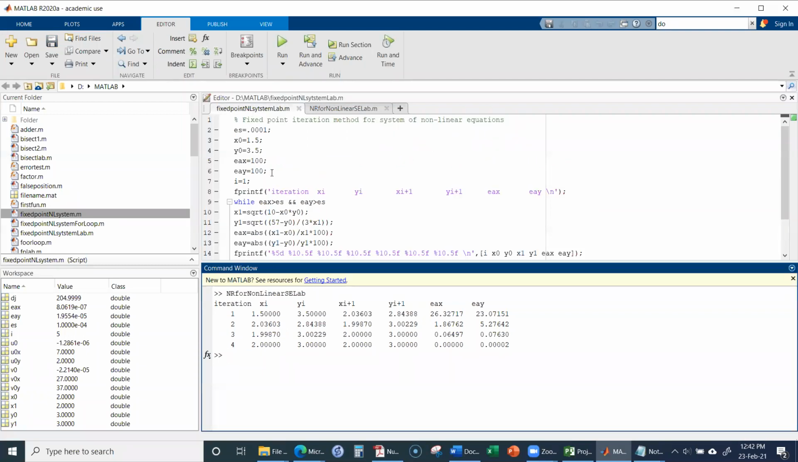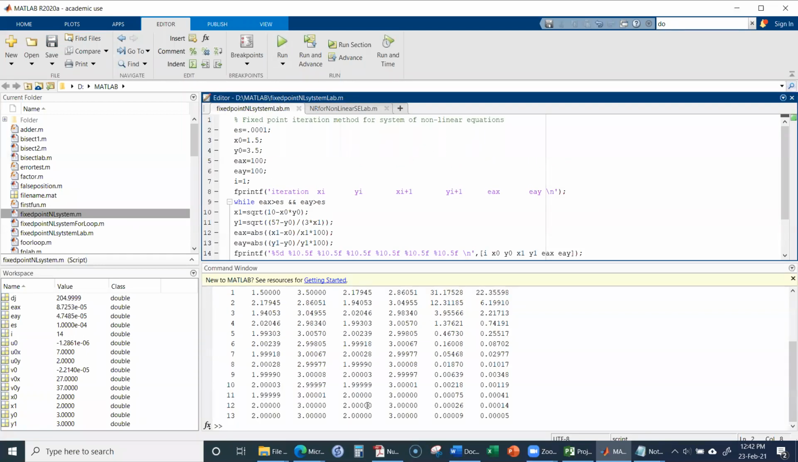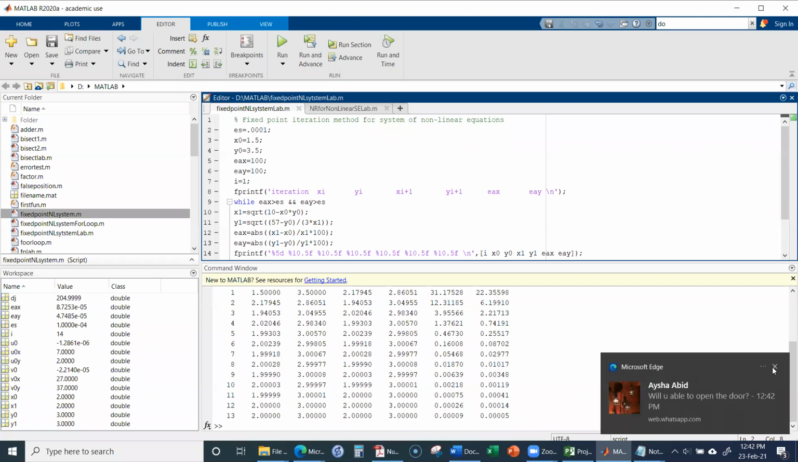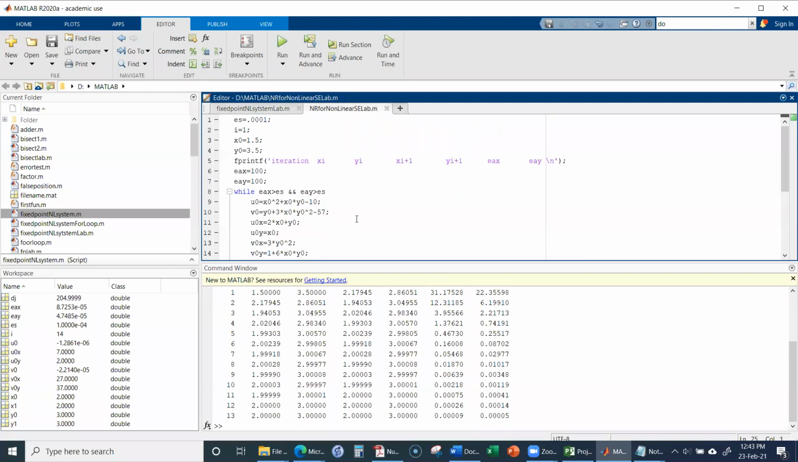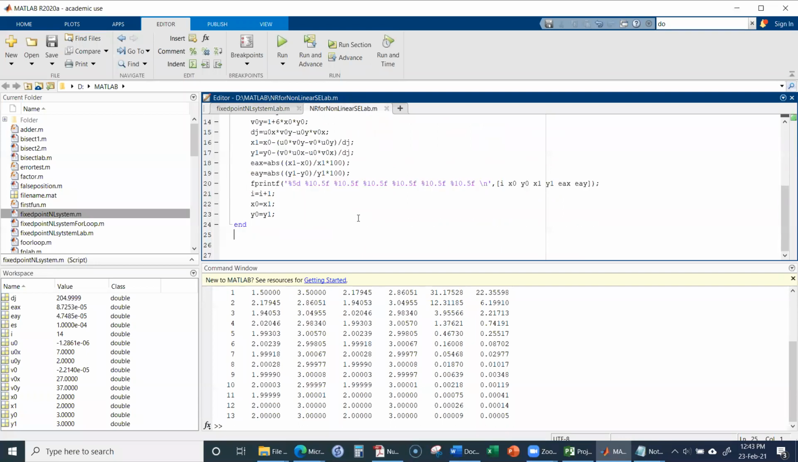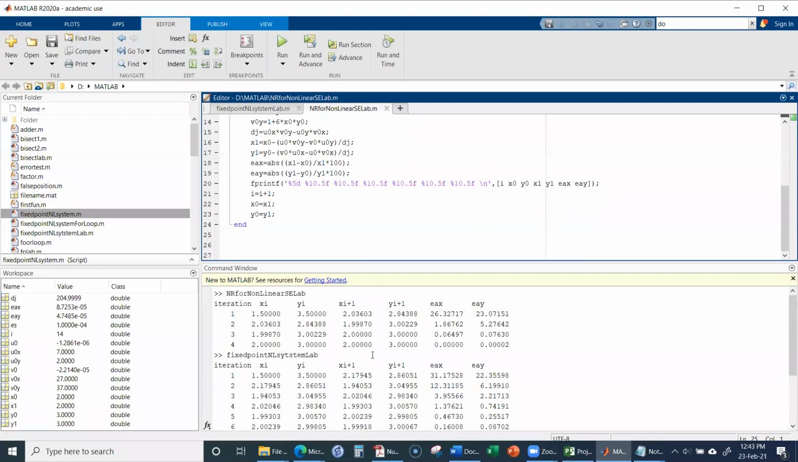So in this case, it will take how many? 13 iterations. Okay, it will take 13 iterations. And then it will take, for the previous case, Newton-Raphson, it just took 4 iterations. So this Newton's method is much quicker than the fixed point iterations.